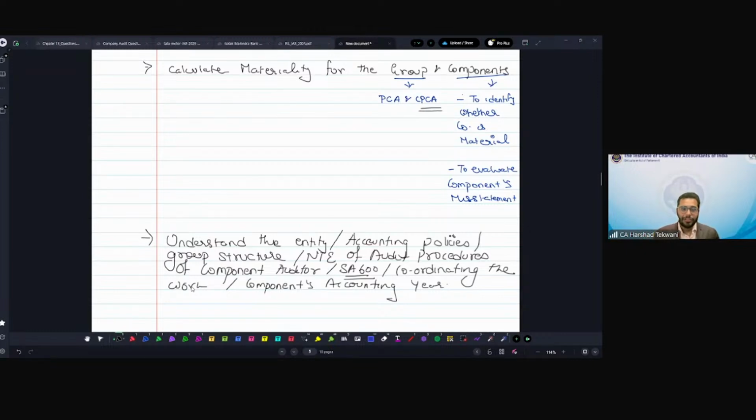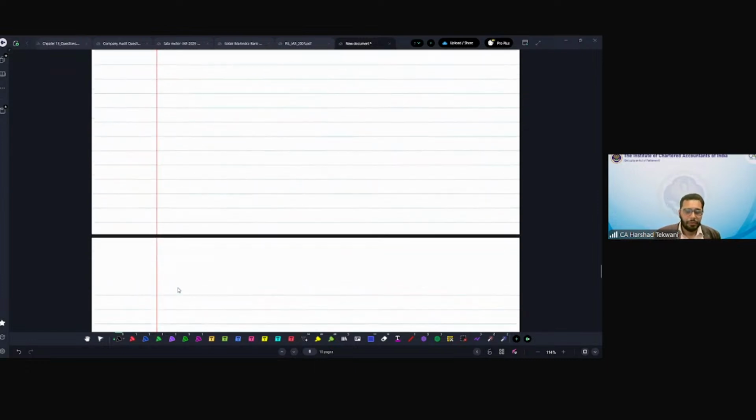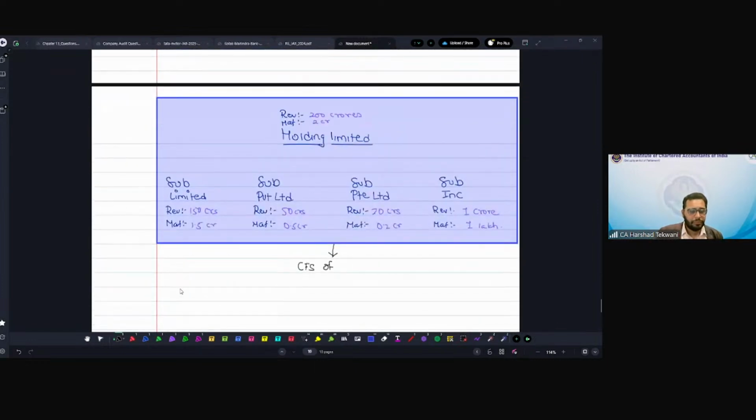Now, why it becomes difficult to consolidate is that the opinion issued by the component auditor is on a different accounting year. In that case, the complexity sometimes becomes so high that partial information is audited and partial is not. Let's say the accounting year of a company was getting closed at 31st December. I'll go to our examples again.